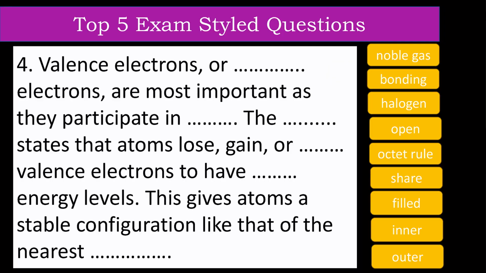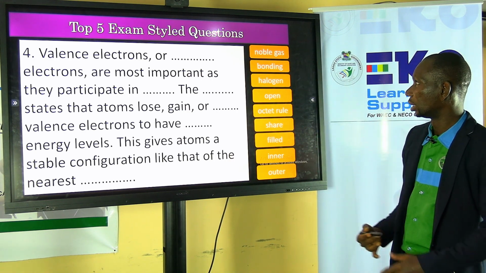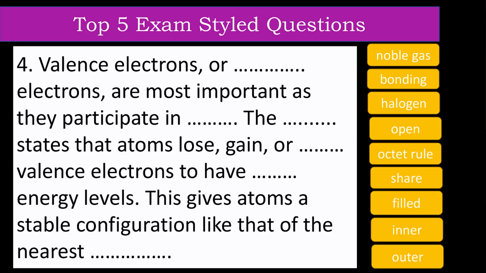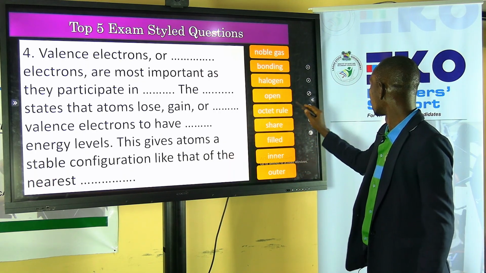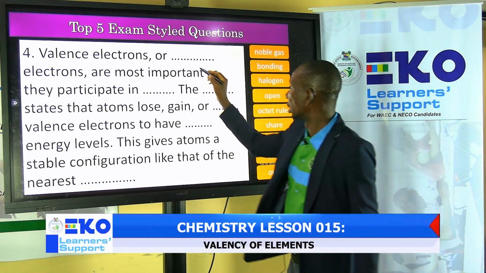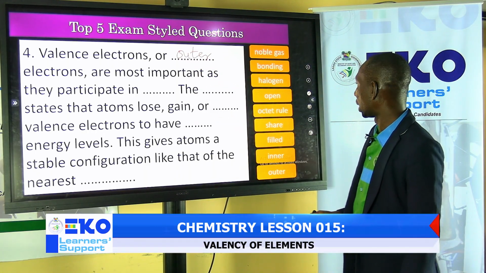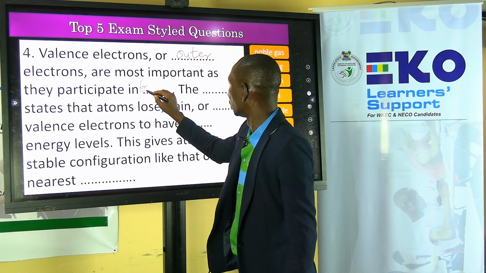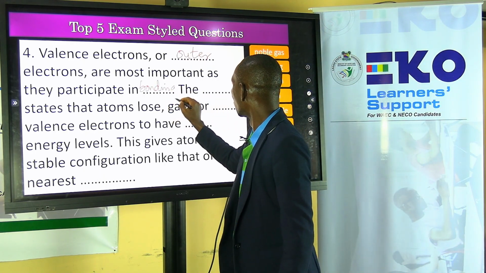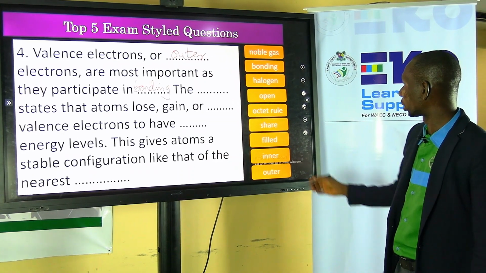Valence electrons or dash. So you are supposed to pick any of these to complete the gaps there. Valence electrons or dash electrons. What's another name for valence electron? The correct answer here is outer, or outer electrons. Are most important as they participate in what? Look at the options. They participate in bonding. In bonding, yes.